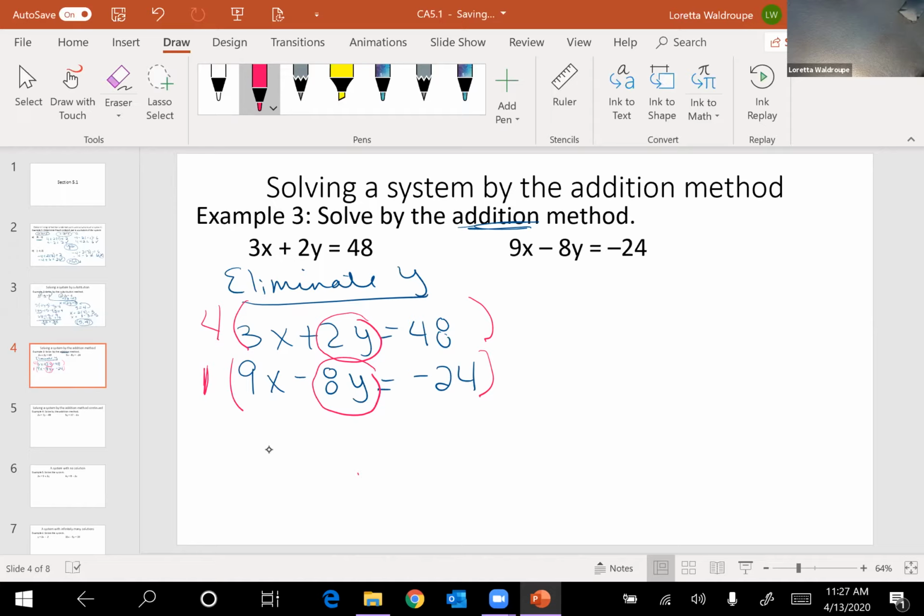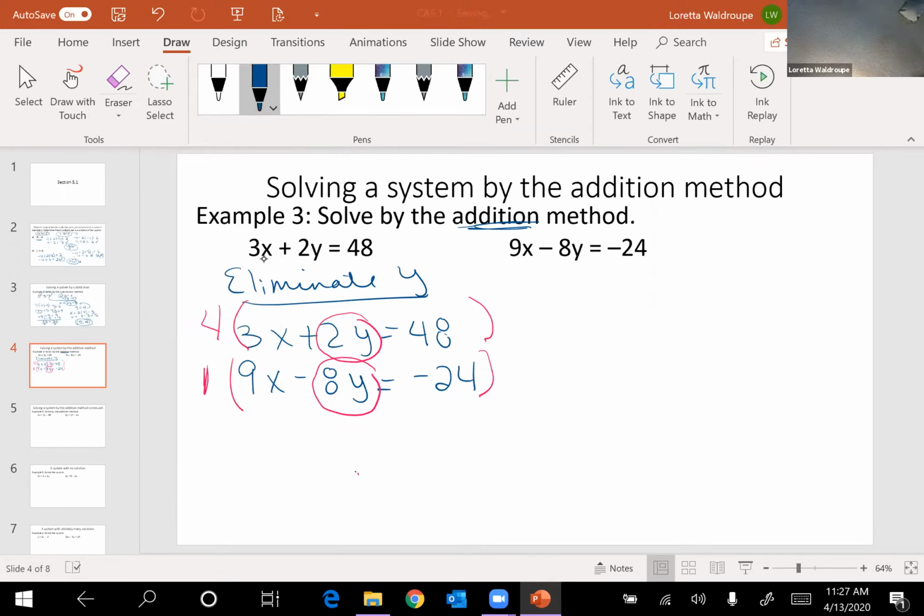Look at the signs in front of my y's. Do I have the opposite sign? One's positive, one's negative. So I do have the opposite sign. If the signs are the same, make one of your numbers a negative. It does not matter which one. Okay?